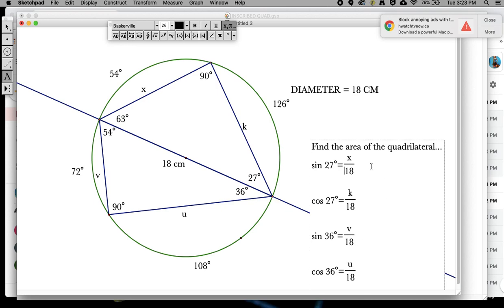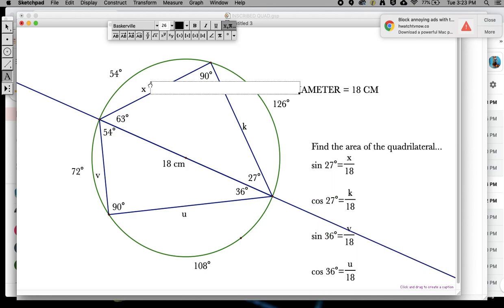So then on my calculator, I'm going to wind up doing 18 times this. Oh, let's make sure I'm in the right mode. Oh, I was in radians. Ooh, that wouldn't have worked. Okay, so that's going to be 18 times the sine of 27. So this is 8.17. K is going to be 18 times the cosine of 27. That's going to be 16.04. U is going to be equal to 18 times the cosine of 36. So that's going to be 14.56.